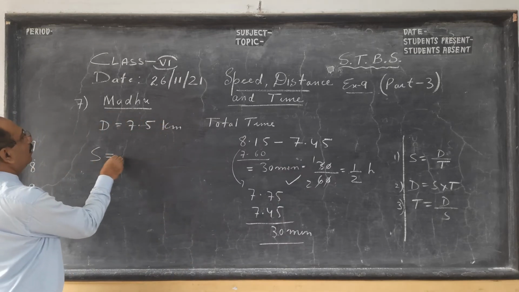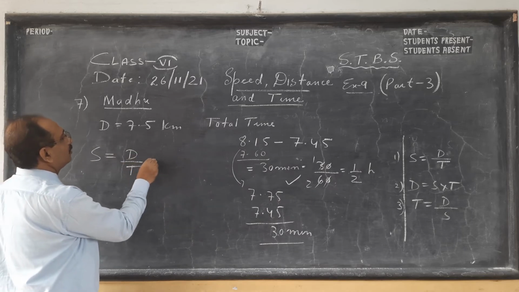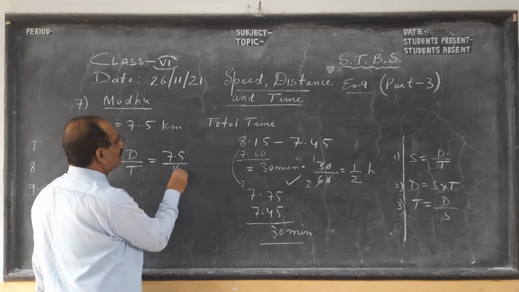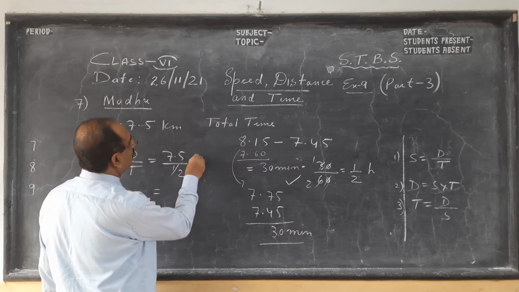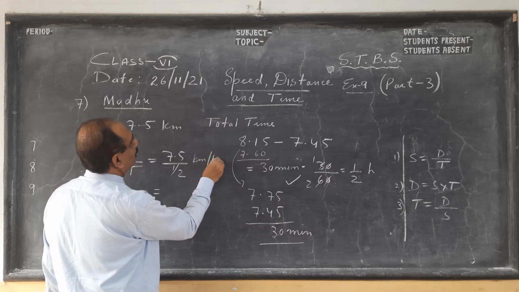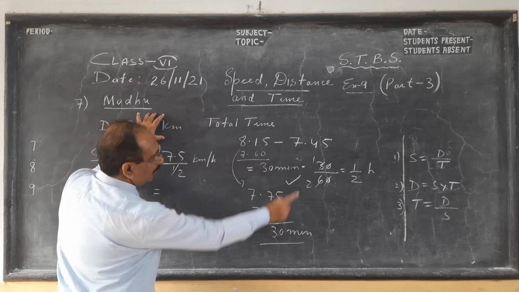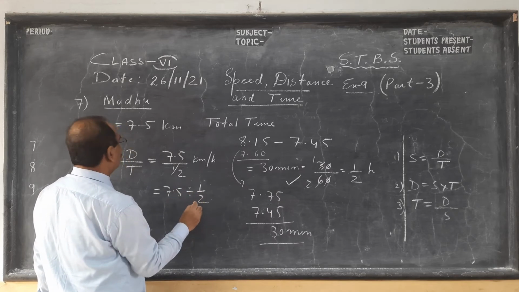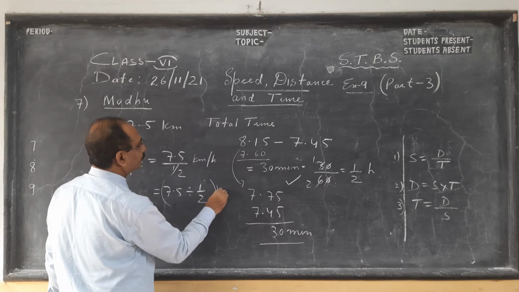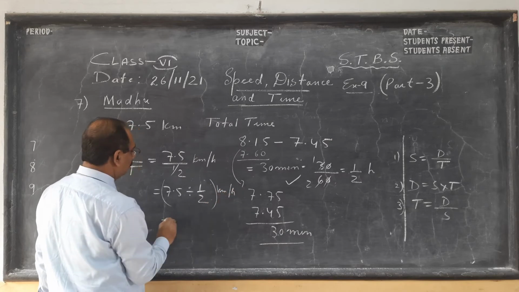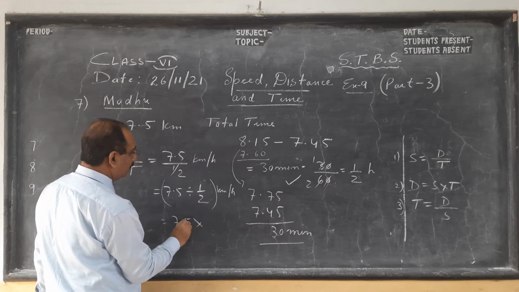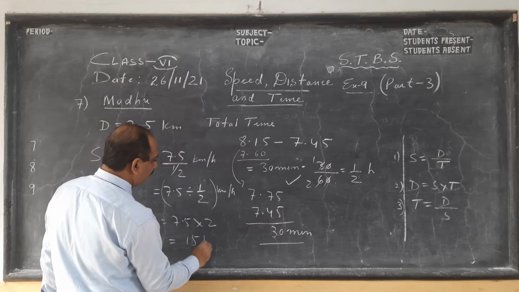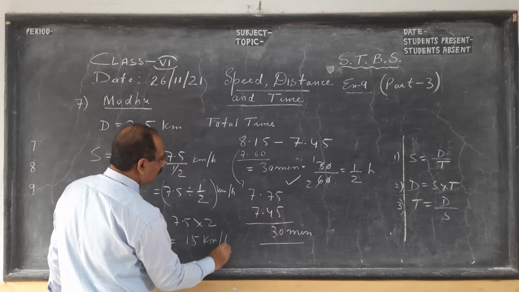What is her speed? Speed is distance by time. See the first formula, 7.5. Time is half an hour. So here you divide by half, and the speed will be in kilometers per hour, because this is in kilometers and this is in hours. So 7.5 divided by half. Now, when division becomes multiplication, 2 goes up. So her speed is 15 kilometers per hour.